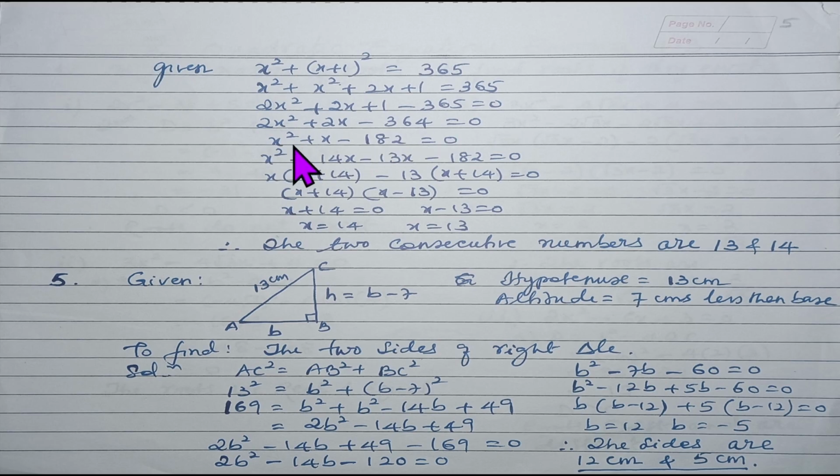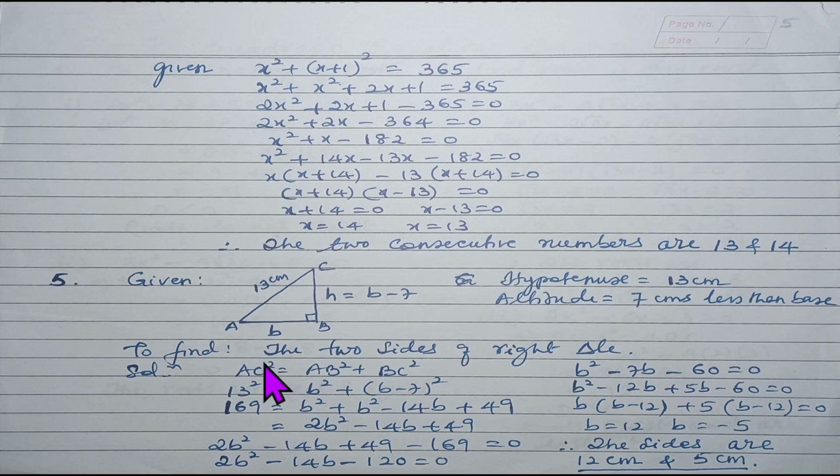we get a quadratic equation x square plus x minus 182 equal to 0, and by the middle term splitting method we find two factors, that is x plus 14 and x minus 13 equal to 0. Therefore here the LHS has to be 0, so x plus 14 is 0 or x minus 13 is equal to 0, or x is equal to minus 14 or x is equal to 13. Therefore the two consecutive numbers are 13 and 14. So that is what you have to understand and solve.